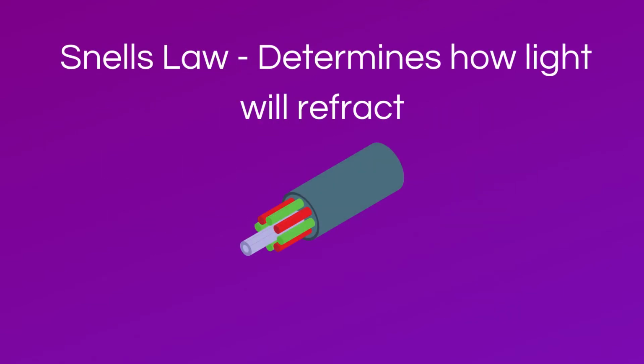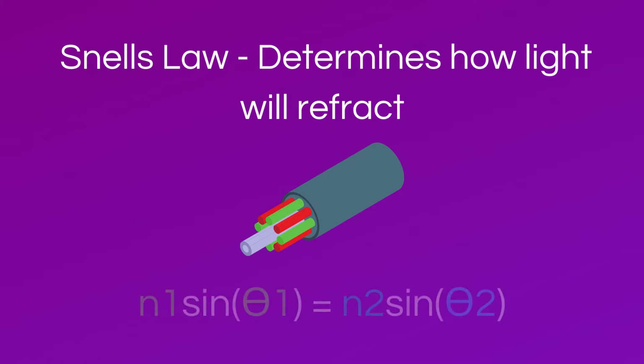The refractive index of each material is also used in an equation called Snell's Law that determines how light will refract when traveling from one material into another. The equation goes as follows. The index of refraction of the first material times the sine of the angle that light is traveling through the first material equals the index of refraction of the second material times the sine of the angle that light is traveling through the second material.